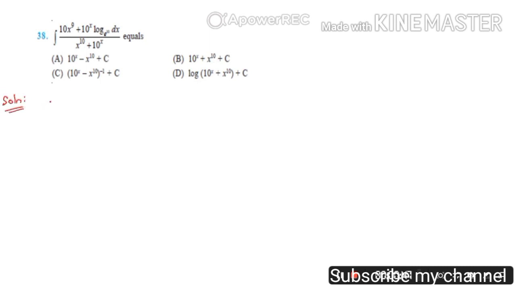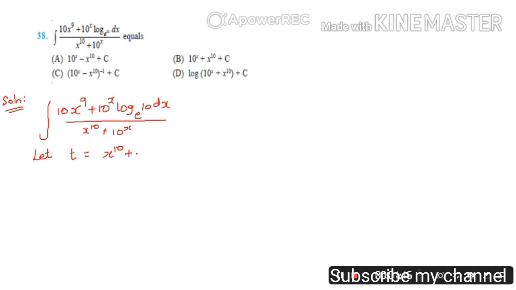The question is integral of (10 x power 9 plus 10 power x log to the base e 10) dx divided by (x power 10 plus 10 power x). So we take the substitution t equals x power 10 plus 10 power x. That is the denominator value we are going to take as the substitution. After taking the substitution, we differentiate.